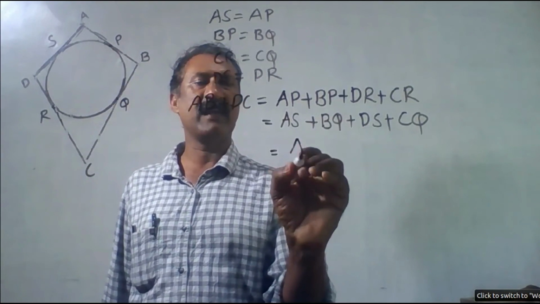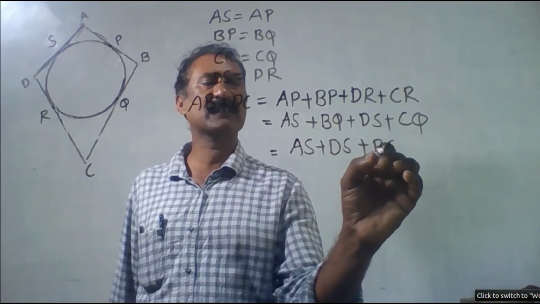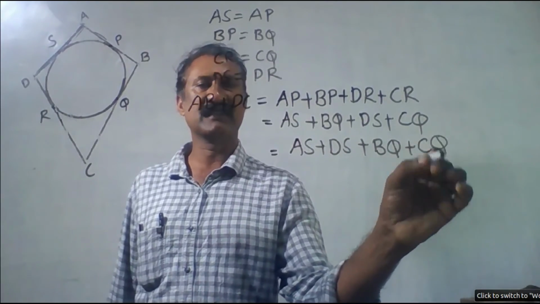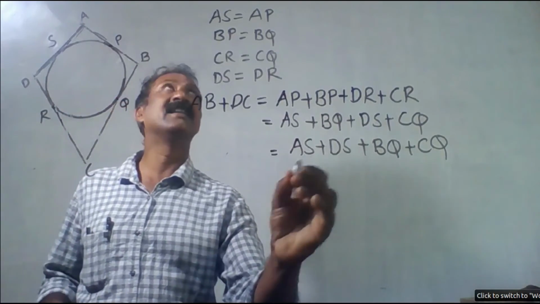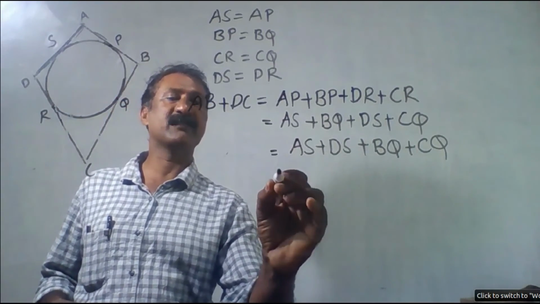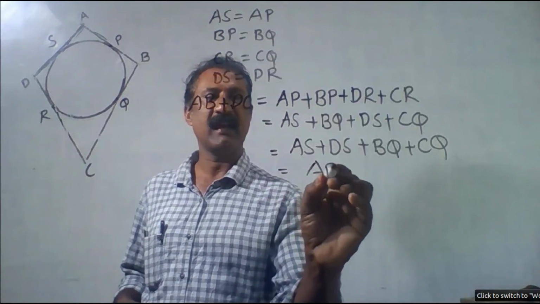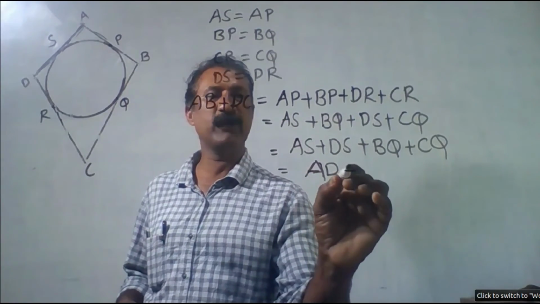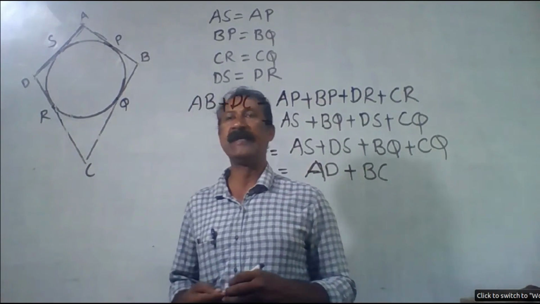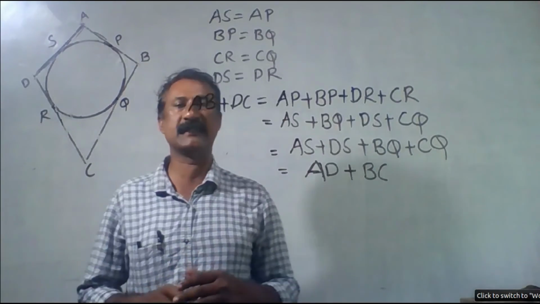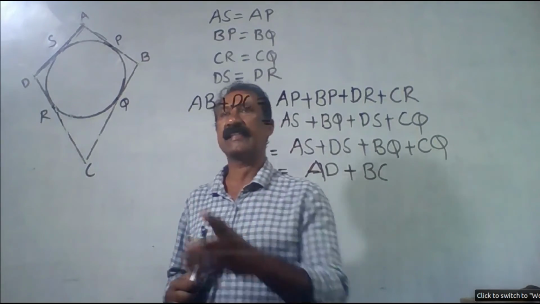Therefore, rearrange these terms: AS plus DS plus BQ plus CQ. By adding AS and DS we get AD, and BQ and CQ we get BC. Therefore, AD plus BC. That we proved the result. What's the result?